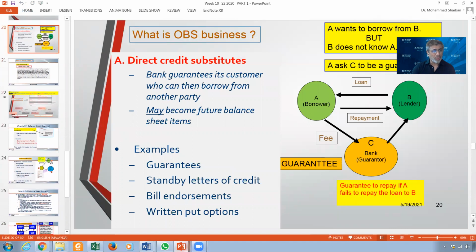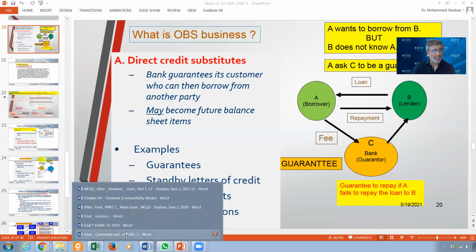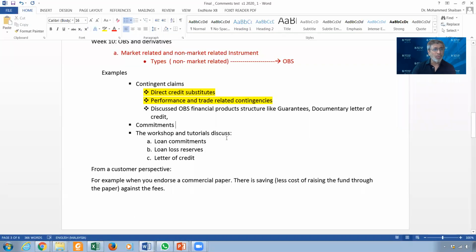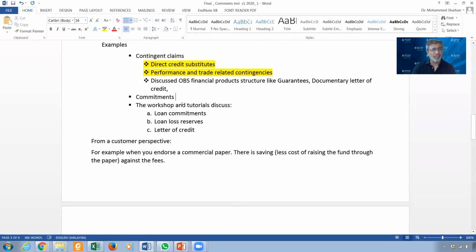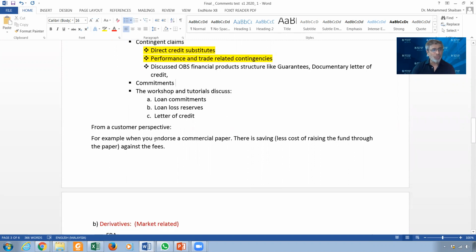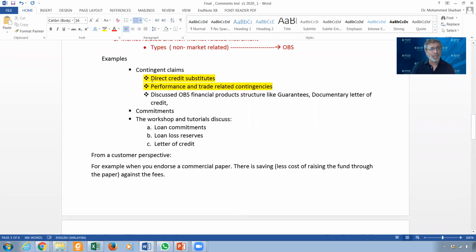What I want you to worry about is when a question like this comes, for example, when we talk about the commitments. In the commitments, we talk about loan commitments, loan reserves, and letters of credit. And specifically, we discussed when you endorse a commercial paper, for example. This is when we talked about the credit substitute, performance substitute. When we endorse a commercial paper, there are savings. And I think we discussed this in the workshop.